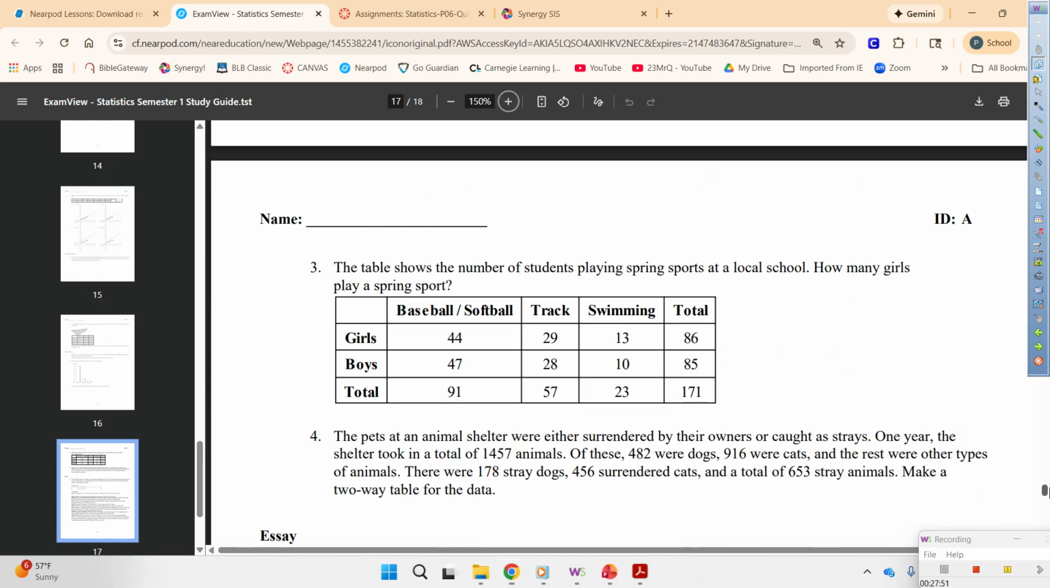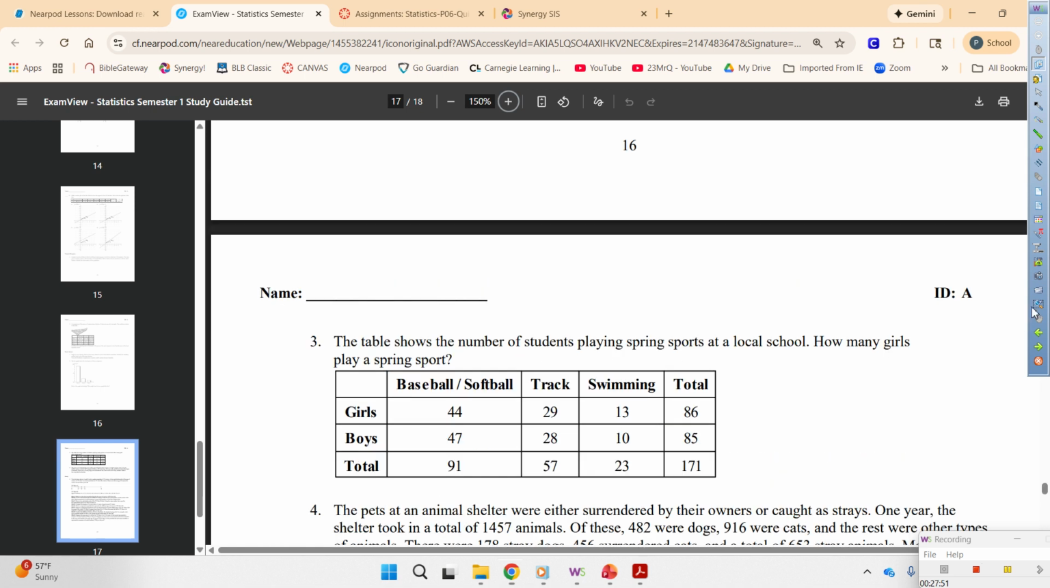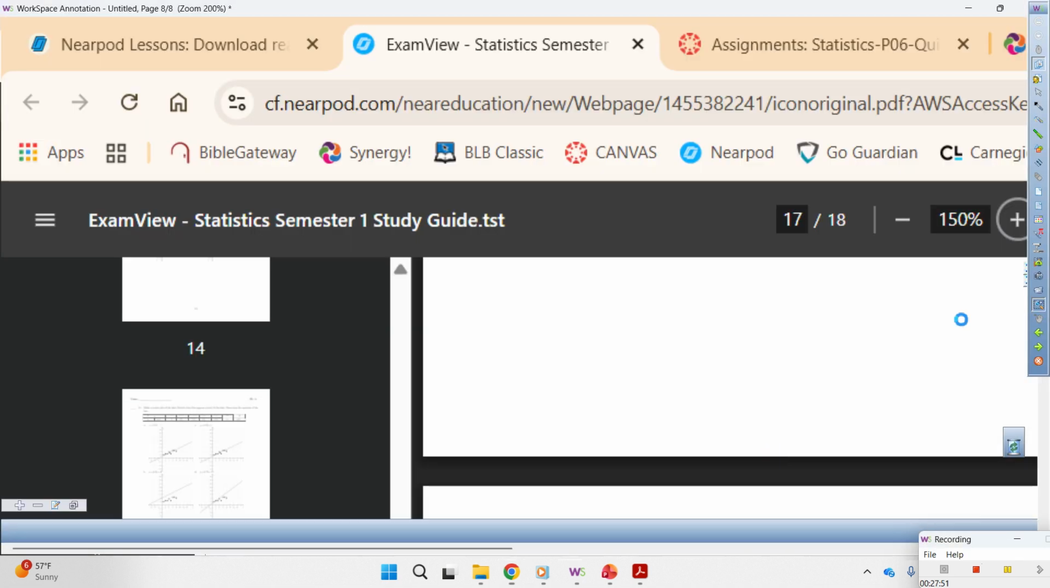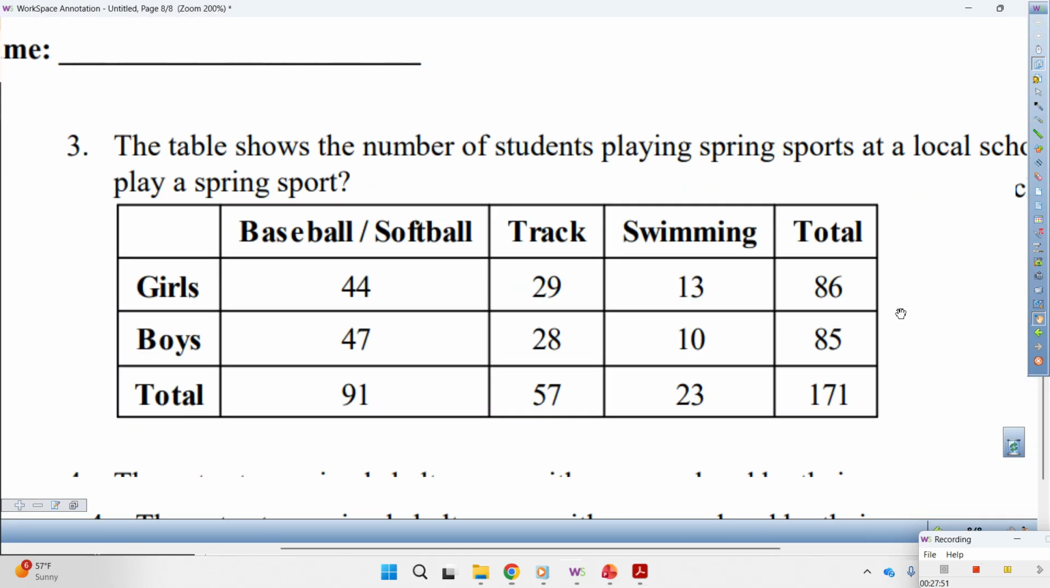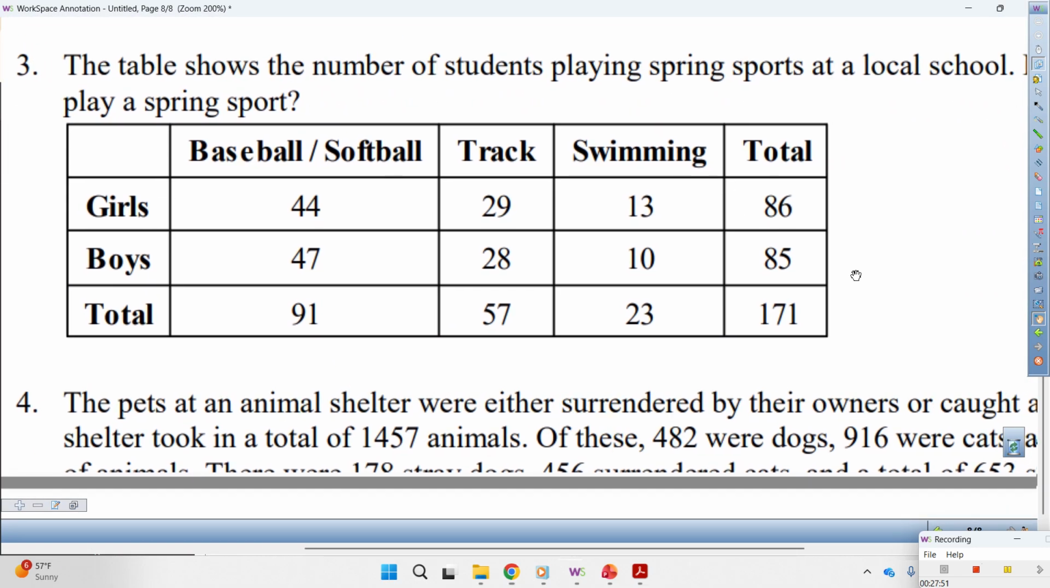Here we go. Copy that table onto your notes, please. Let me show the table. Copy it, please. The table. Go.